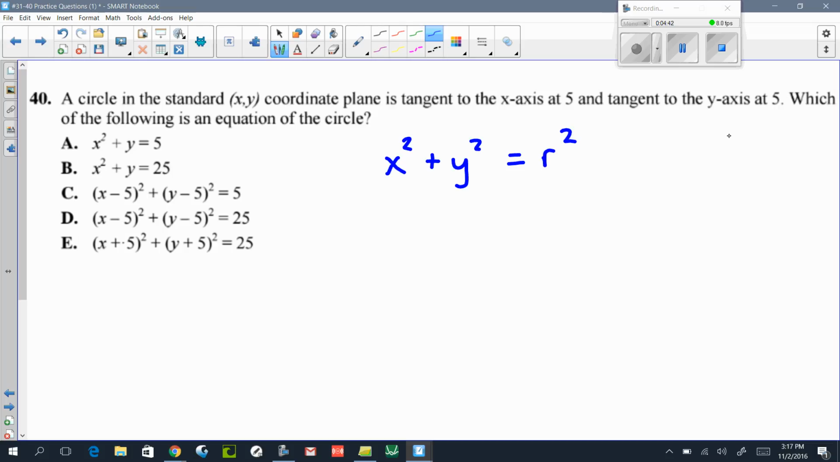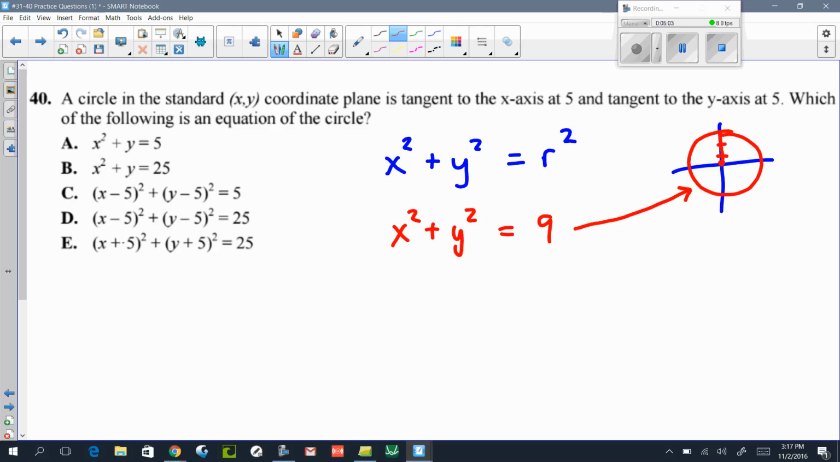So if I had a circle centered at the origin, centered right in the middle like this, and I had a radius of 1, 2, 3, so from center to the outside, I had a radius of 3 as I've drawn there. The equation would be x squared plus y squared equals 3 squared, which is 9. So this equation would be that for that circle.